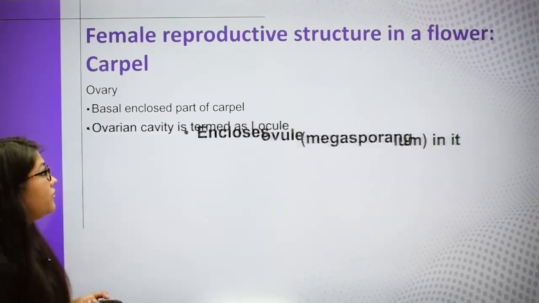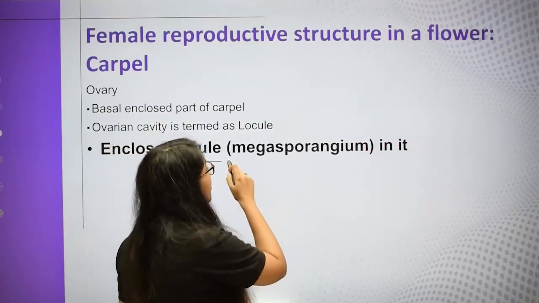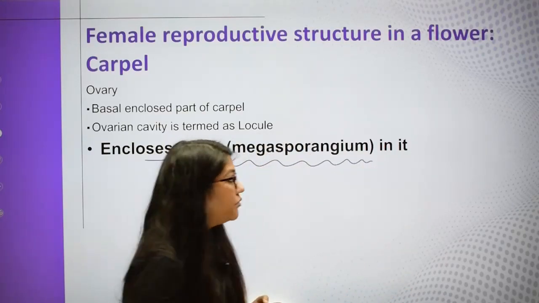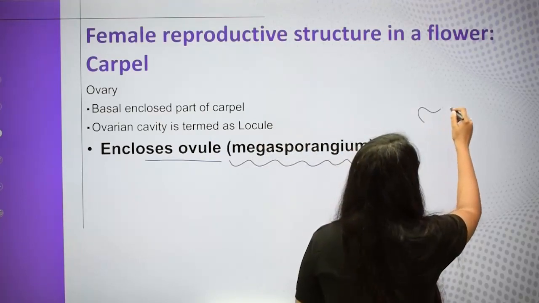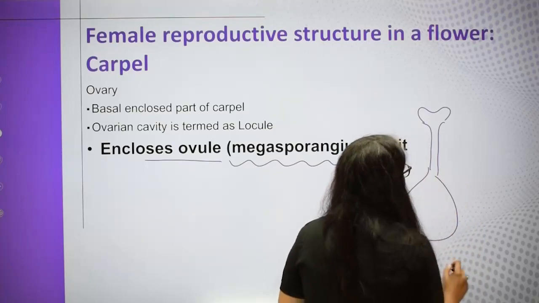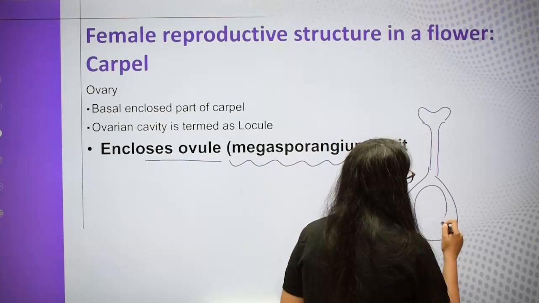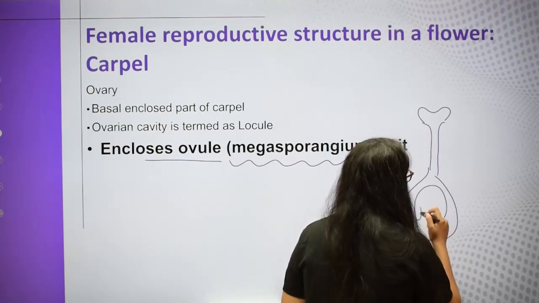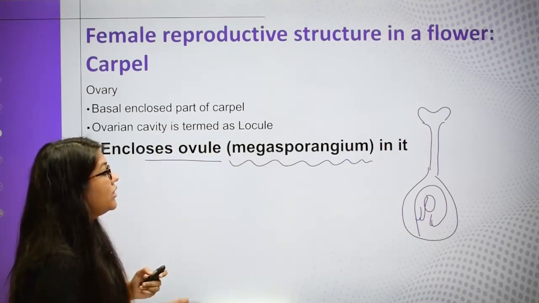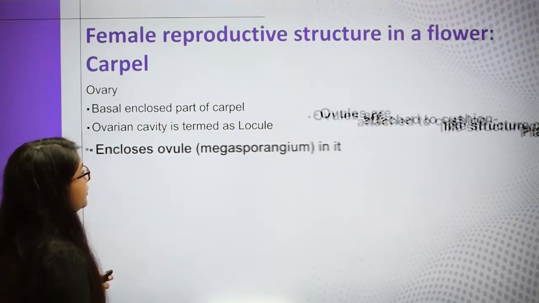Alright, moving on to the next part. It encloses ovule, and ovule is what? It is your megasporangium. Very important point. This is the stigma again, style and then ovary. Right? Inside the ovary, what are we going to find? We are going to find an ovule. ठीक है, हमें क्या मिलेगा? एक ovule मिलेगा. And what is this ovule? Ovule is the megasporangium. Very important point.